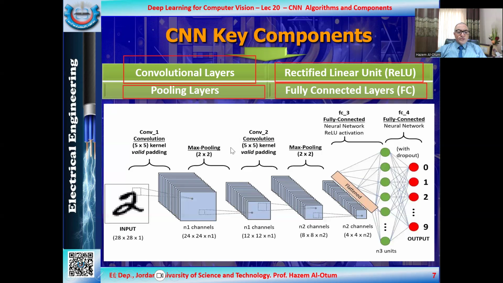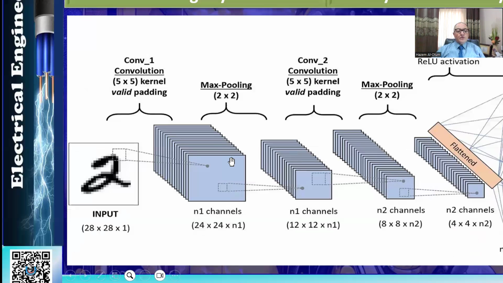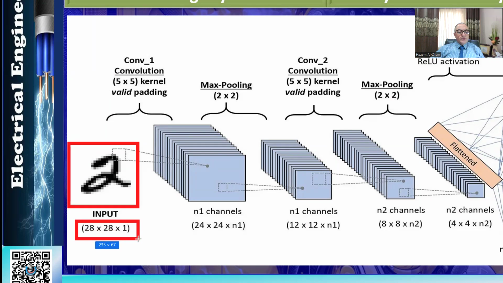This is an example of using CNN for recognizing handwritten digits. For example, here we have an input image, let's zoom in a little bit. As you see here, we have an input image of the handwritten digit 2, and this is of size 28 by 28 by 1.